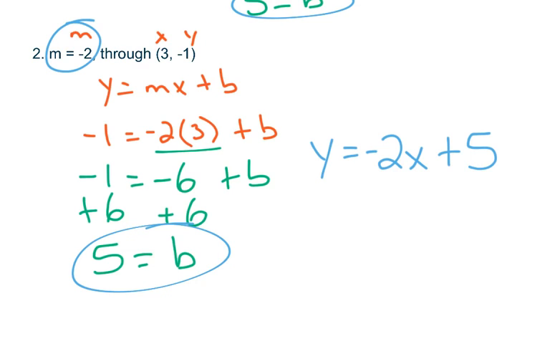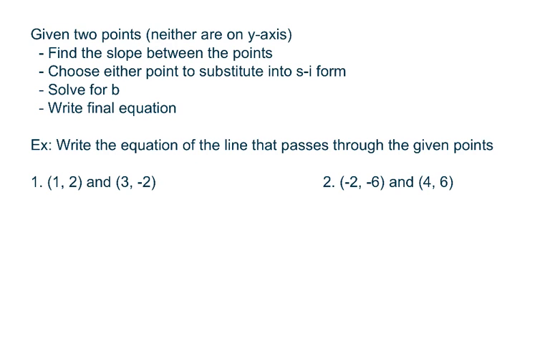So if you're given a slope and a point, it's not that difficult to find the y-intercept. But we need to take this a step further. What if we're given 2 points and neither of them are on the y-axis? Because at the end of section 1, you were given 2 points, but one of them had an x value of 0, meaning it was on the y-axis. Well, now we need to look at the case when neither of them are on the y-axis, and it just adds one extra step to our process.